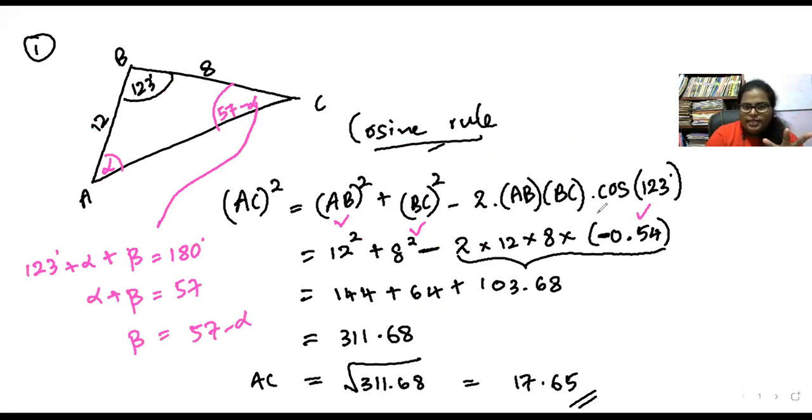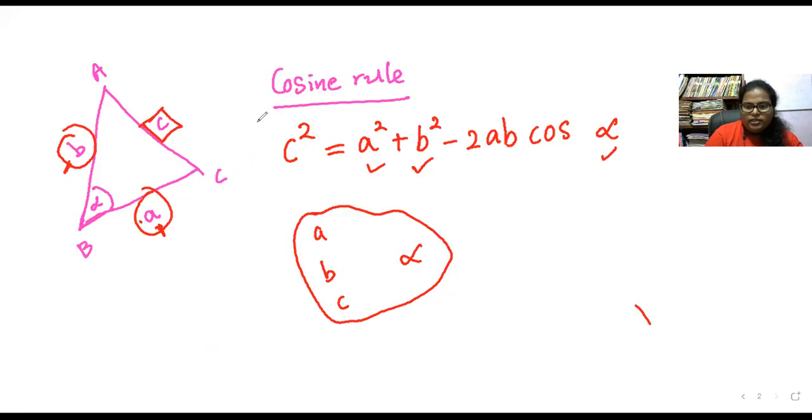A, B, and cos 123. This angle is also given to us. So we have to find this AC length. So we can substitute these values into our formula and find the AC length. Assume that you are not given this angle, but you are given all these 3 lengths, A, B, C. So you know these 3 values and you can find this alpha.